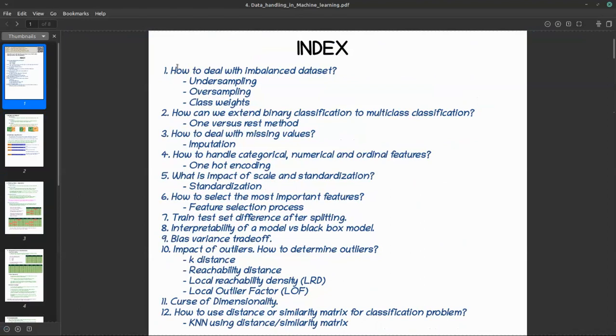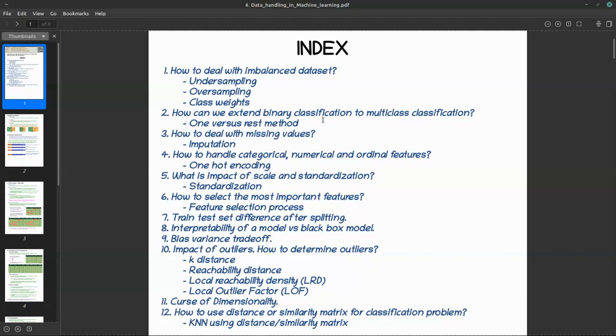So first and foremost is how to deal with the imbalanced data set. It is possible that you have very many values from class A and very few values of class B, like a rare disease or machine failure case, or real fraud detection also. Out of a thousand transactions, one or two are fraud. So how will you handle that?